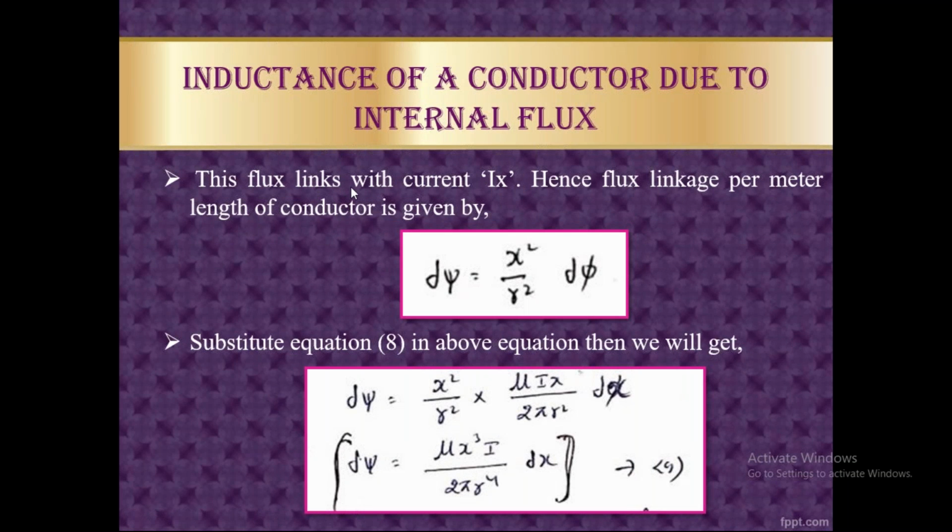So this flux links with current Ix. Hence, the flux linkage per meter length of the conductor is given by d psi equals x square by r square into d phi. So this is the flux linkage formula. Here x square is the internal radius and r square is the outer radius. So d psi by d phi equals inner radius squared divided by outer radius squared. These are the equations you studied in the EMF equation.